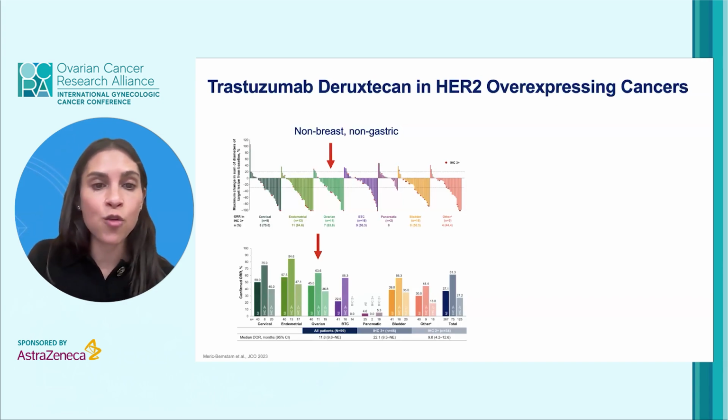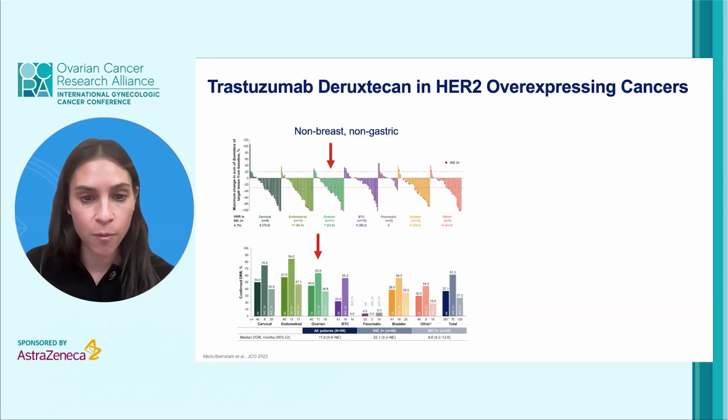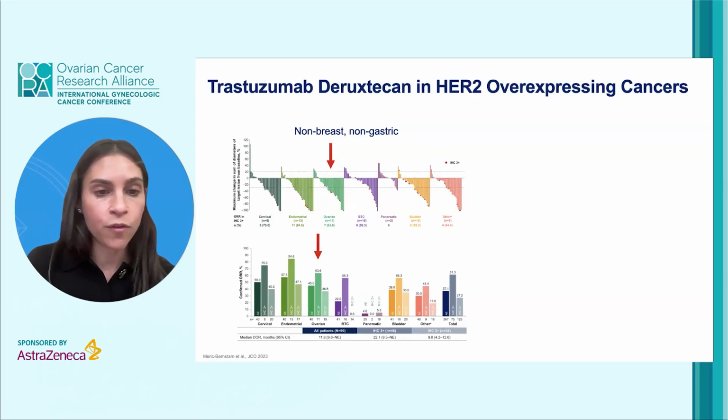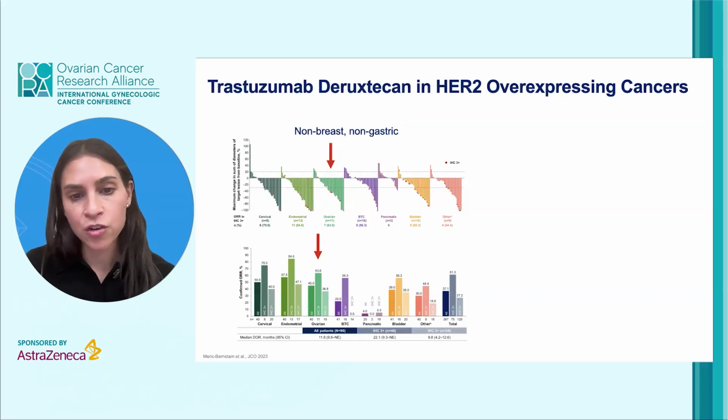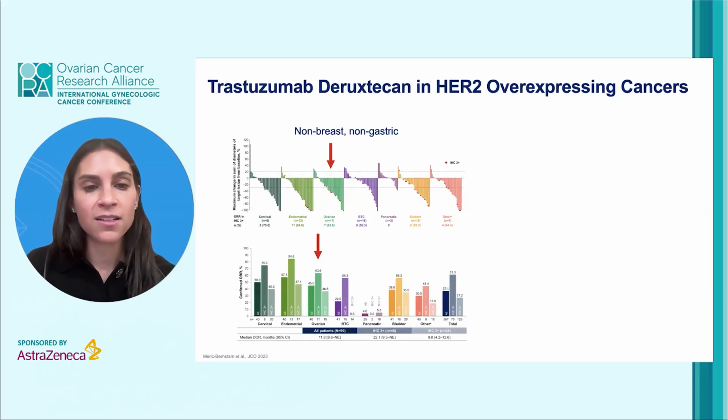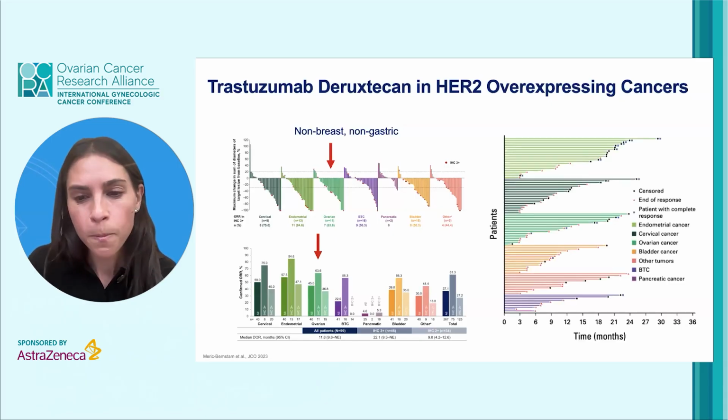So this is really kind of incredible in terms of the number of diseases that are benefiting from this therapy. You see cervical, endometrial, ovarian, biliary tract, pancreatic, bladder, and it doesn't seem to really matter where the cancer is coming from as long as they have this specific molecular alteration.